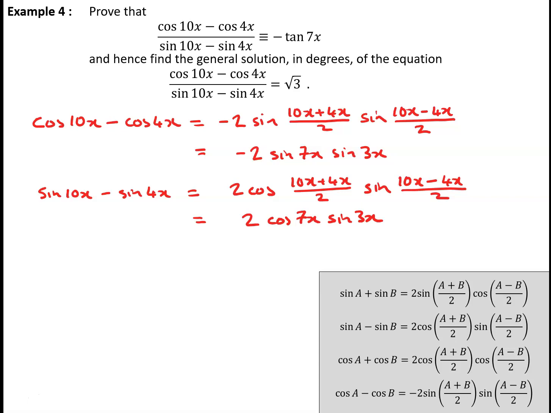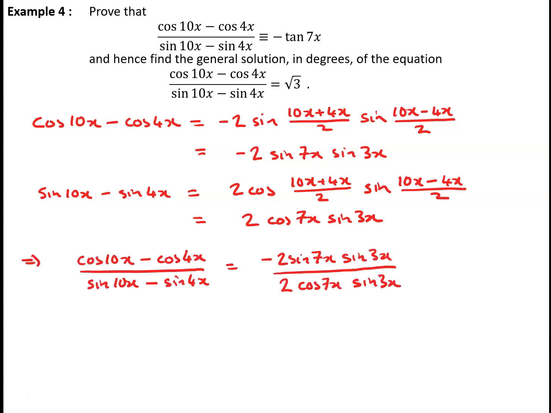And this means that I can now rewrite cos 10x minus cos 4x over sin 10x minus sin 4x as minus 2 sin 7x sin 3x over 2 cos 7x sin 3x. The 2's cancel, the sin 3x's cancel, so I'm left with minus sin 7x divided by cos 7x, in other words, minus tan 7x, as required.